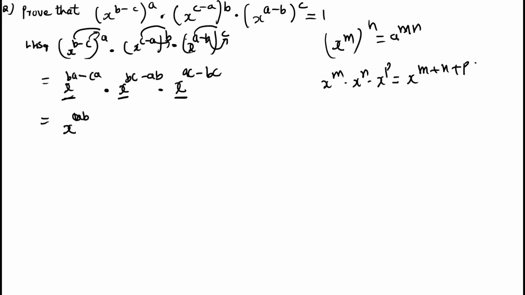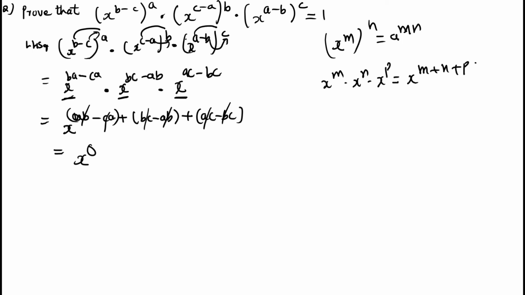BA, or you can write it as AB, because 2 into 3 is 3 into 2, right? AB is equal to BA, minus CA, plus the second term. What's the second term? BC minus AB, plus the third power AC minus BC. Plus AB minus AB gets cancelled, then minus CA plus CA gets cancelled. AC is equal to CA, right? Plus BC minus BC gets cancelled. What is remaining? X to the power 0 is remaining.